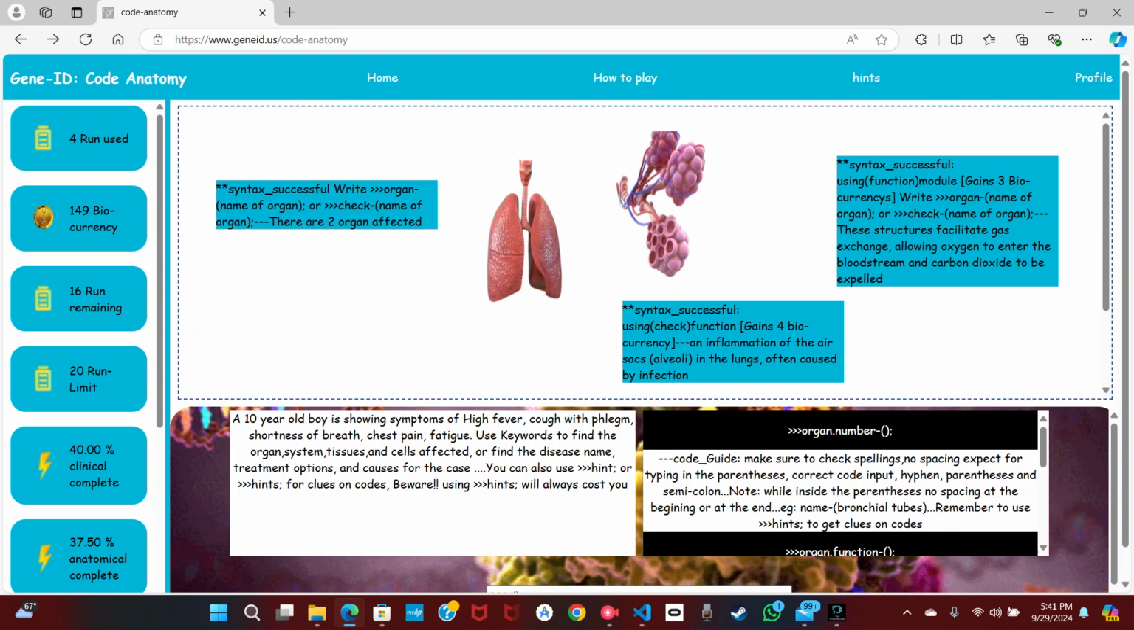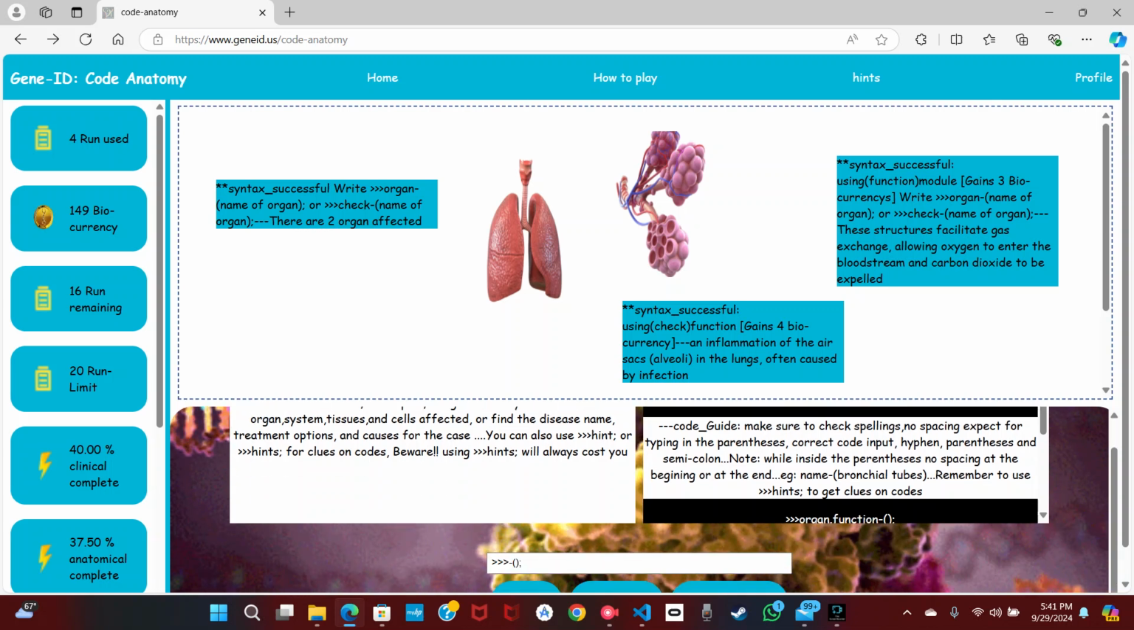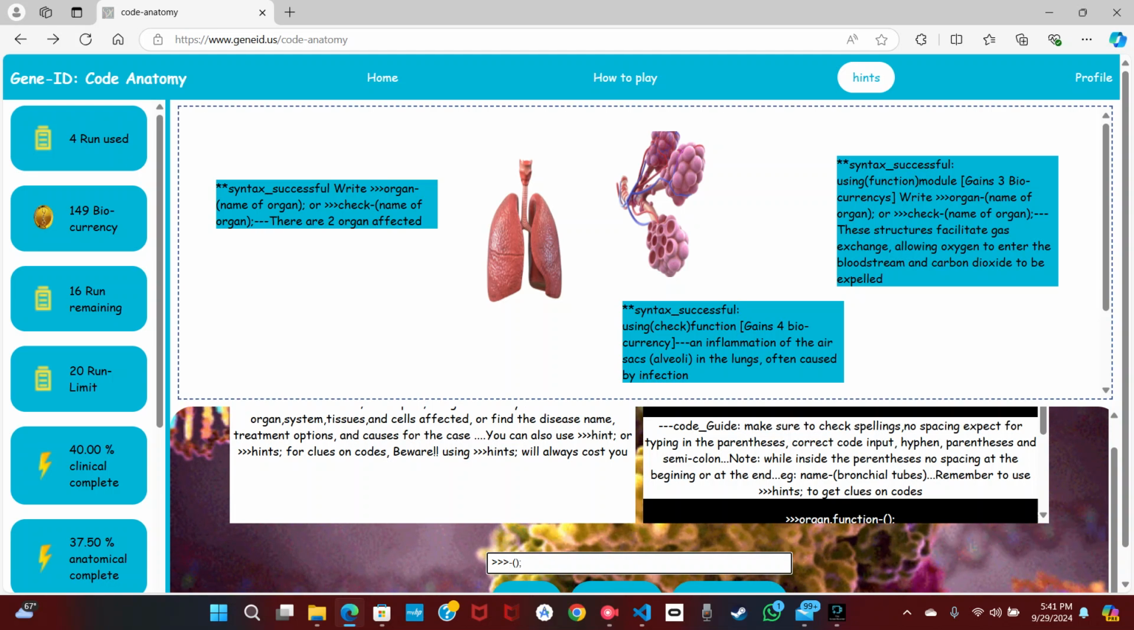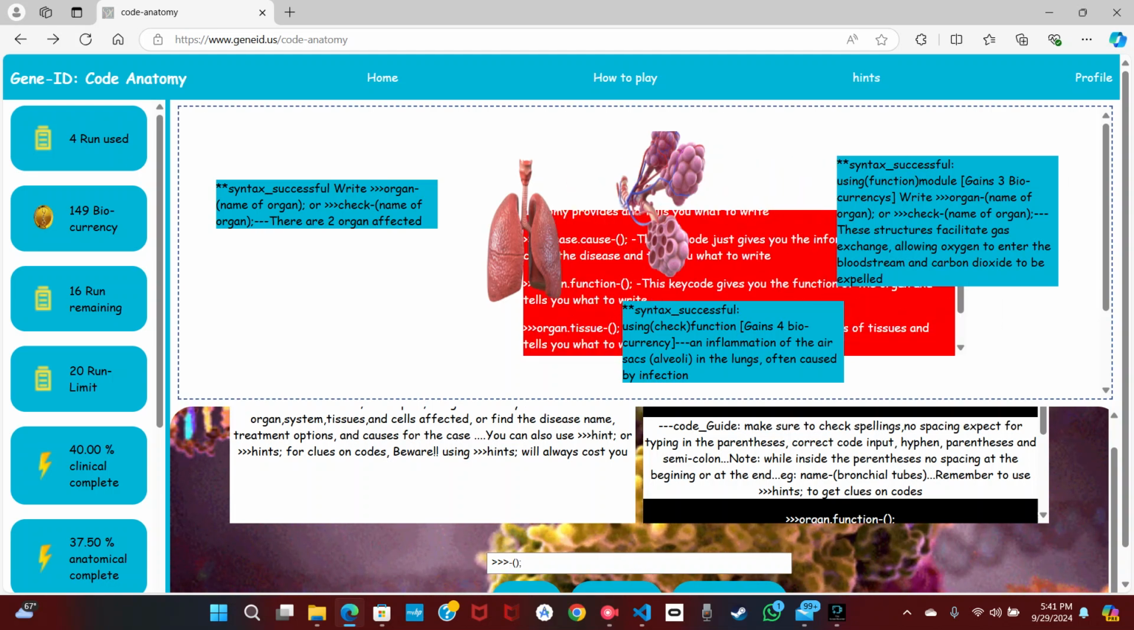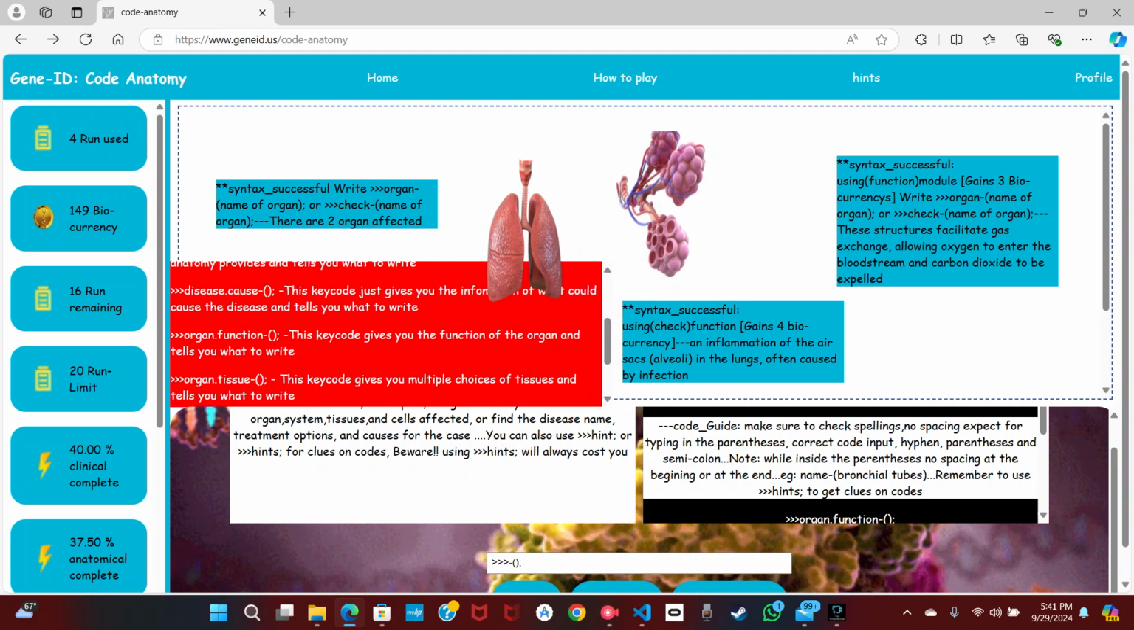Okay, now that I have the organ, I will move over to the system. What kind of system is this? If you're in anatomy and physiology classes, it should be kind of obvious that this has to do with the respiratory system. Of course, it's gas exchange, so it's a no-brainer. But if I really wanted to know what system this could be, I would use the hints, and this is what I'll come down to.